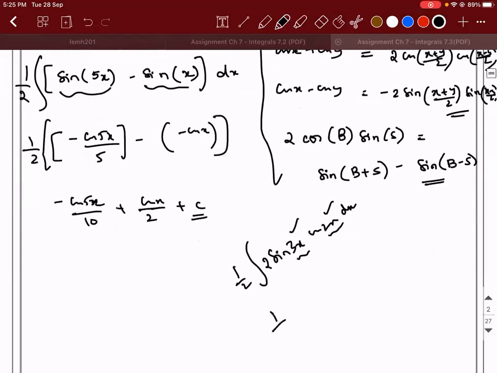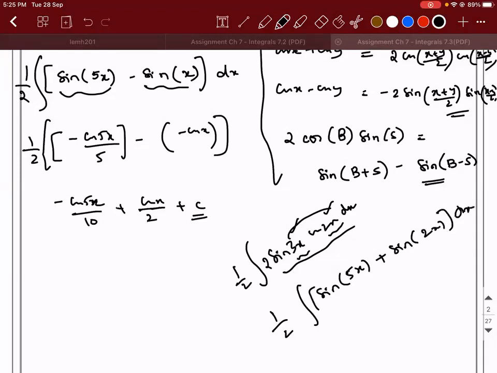What will you get? Half into the integral of sin of 3x, no. Add them. Sin of 5x, sir, plus sine of, subtract them. It will be sin of x, sir. No, sin of x. Sorry.